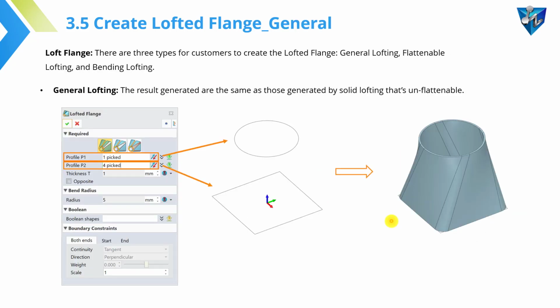And the next one is the lofted flange. There are three types for customers to create a lofted flange: general lofting, flattened lofting, and bending lofting. For the first one, general lofting, it will create a thin-walled part and is unflattenable. It's similar to the loft feature in the solid modeling module.